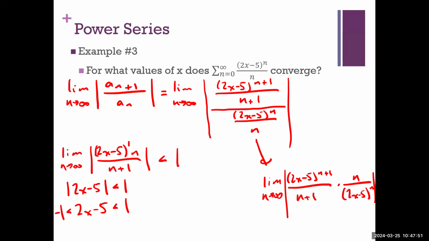Can I simplify things like that? The way we think about it in algebra is whatever you do to one side of the equation, you can do to the other side. But now I have these three separate branches, and you can deal with them all simultaneously. So adding 5 to all three of those branches gives me 4 less than 2x less than 6, or 2 less than x less than 3.